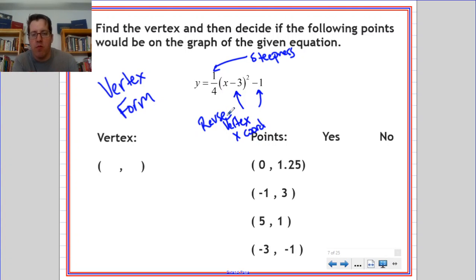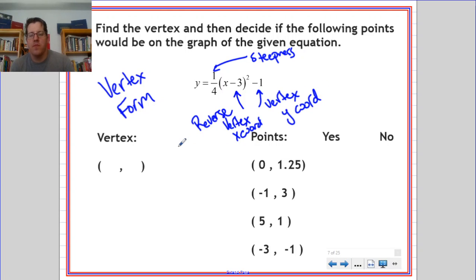That's not quite how you spell reverse. How about that? Much better. The number out back does tell you the vertex y coordinate. It is not the reverse. So what I mean by that is that this would have a vertex of 3, -1. You switch the inside, keep the outside. So while finding the vertex for this one is a bit easier, plugging in the points isn't much easier.